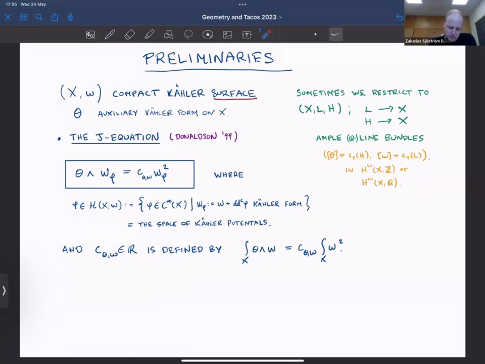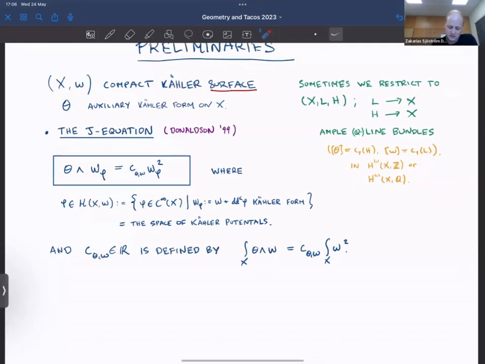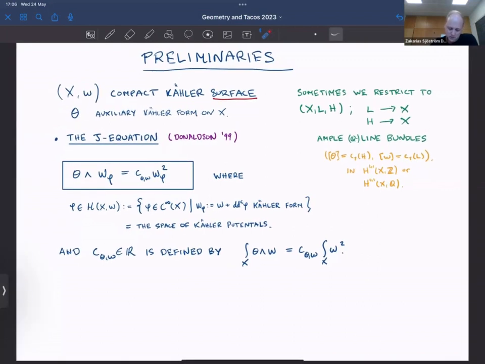Okay, so let me go through the different equations that I want to study very quickly. The first one is the J equation, which was introduced by Donaldson almost 25 years ago. This corresponds to solving the following: you fix θ, and you want to find some ω such that the trace of θ with respect to ω is constant. This can be rewritten rather simply. I really just fix everything on surfaces now to be able to give a nice and easy presentation. It corresponds to the equation θ ∧ ω_φ is proportional to ω_φ², where ω_φ is the standard notation meaning ω + dd^c φ, where d^c is i∂̄.